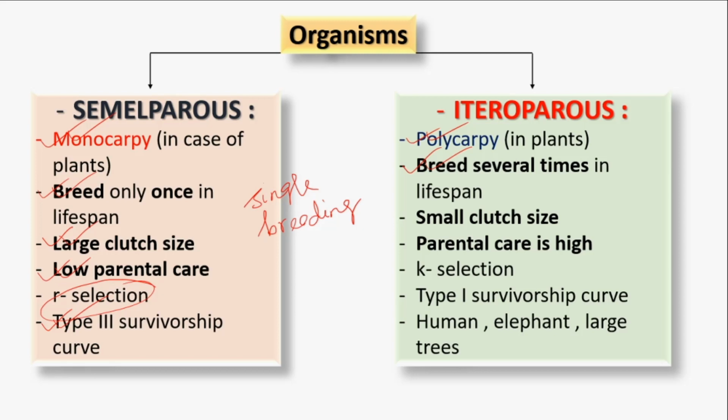And the iteroparous show a small clutch size, because they produce a small number of offspring at a time but breed several times in their lifespan. That's why their parental care is so high. If we consider the human population as well, humans produce one individual at a time and their parental care is so high, and these properties are shown by K-selected organisms, and they also show the type 1 survivorship curve, as for example human, elephant and large trees.